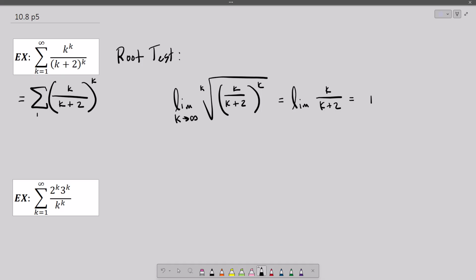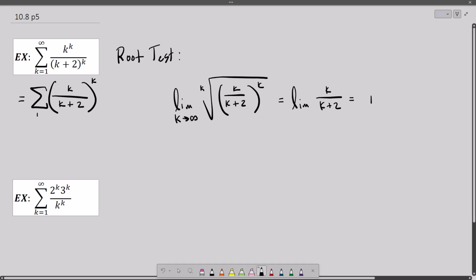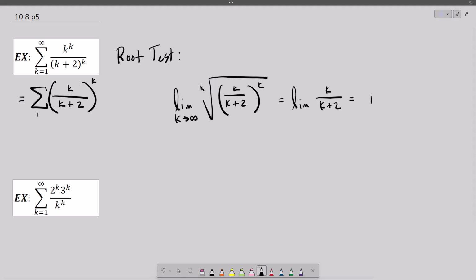And what is the value of that limit? 1. So we've got polynomials of equal powers. So we take the quotient of leading coefficients. Or you could divide everything by k. 2 over k would go to 0. You'd have 1 over 1. So we get a 1. So now we're in that scenario again where we have to decide what that means.